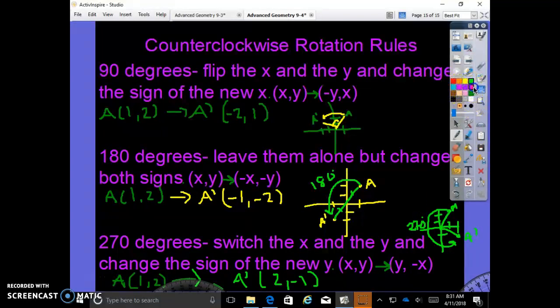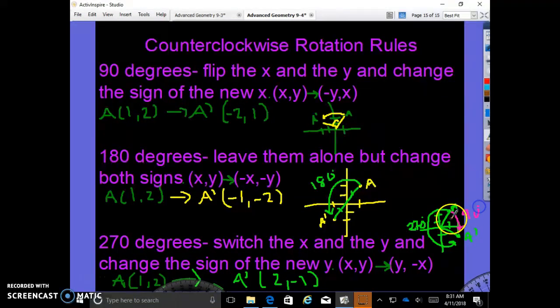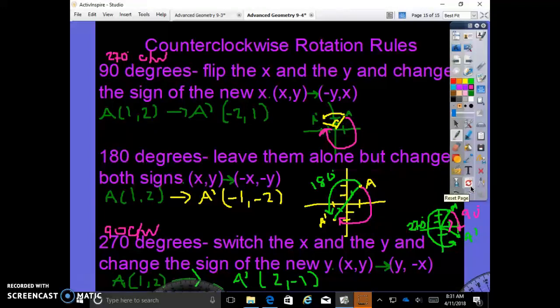And now I want to show you something. What if it was clockwise? Well, if it was clockwise, 270 counterclockwise is the same thing as 90 clockwise. 180 counterclockwise is the same as 180 clockwise. So this is counterclockwise or clockwise. 90 degrees counterclockwise is the same thing as 270 clockwise. So if they said 270 clockwise, you would use your 90 degrees counterclockwise rule. Does that make sense? These are our rotation rules. Make sure you have these copied down because you do need them. You cannot do this without them.